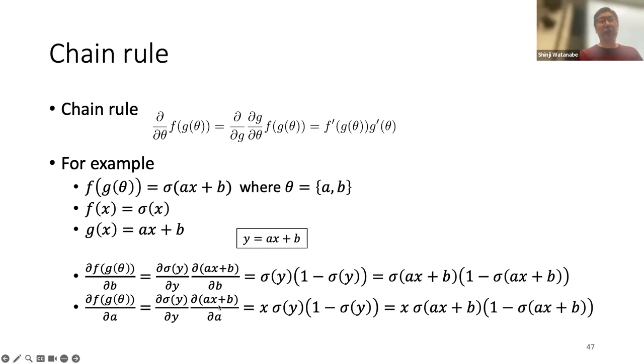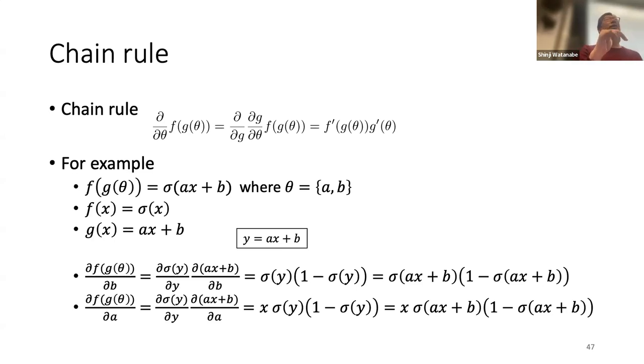And if we focus on a, then we have the x outside, and the rest is the same. By using the chain rule, we can get the derivative. Again, the chain rule is very important, so please remember it.